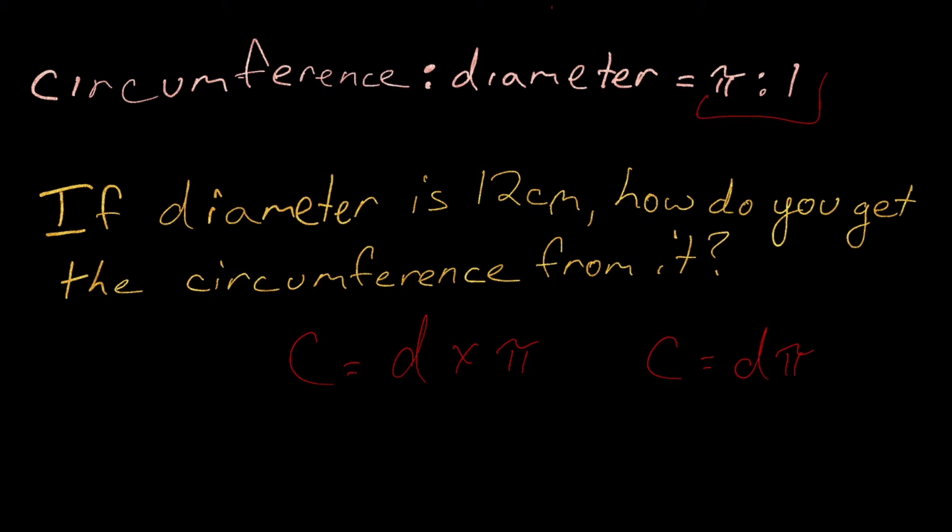So now, I would substitute 12 in for the diameter, times 3.14. That would be 12 times 3.14, and the circumference is equal to 37.68 centimeters.